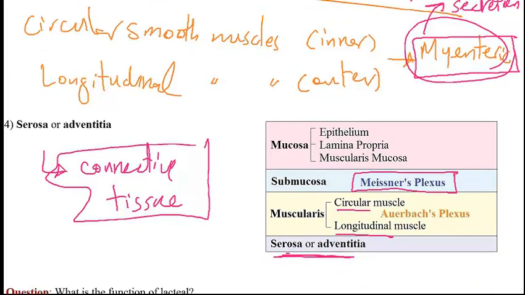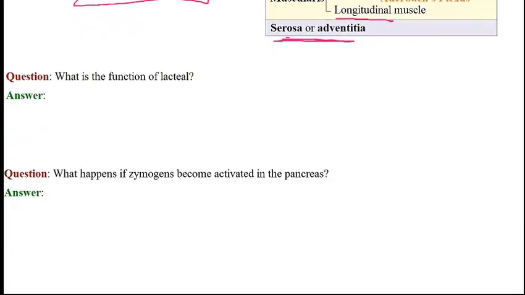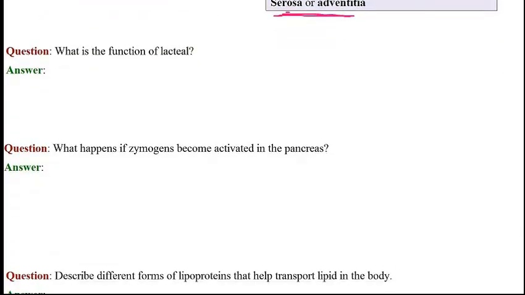All right, the next question is, what is the function of lacteal? We discussed this in this video. Basically there are macromolecules and fats that cannot get absorbed by the capillary plexus in the intestine, and so it's the function of these lymphatic vessels known as lacteals to absorb those macromolecules.